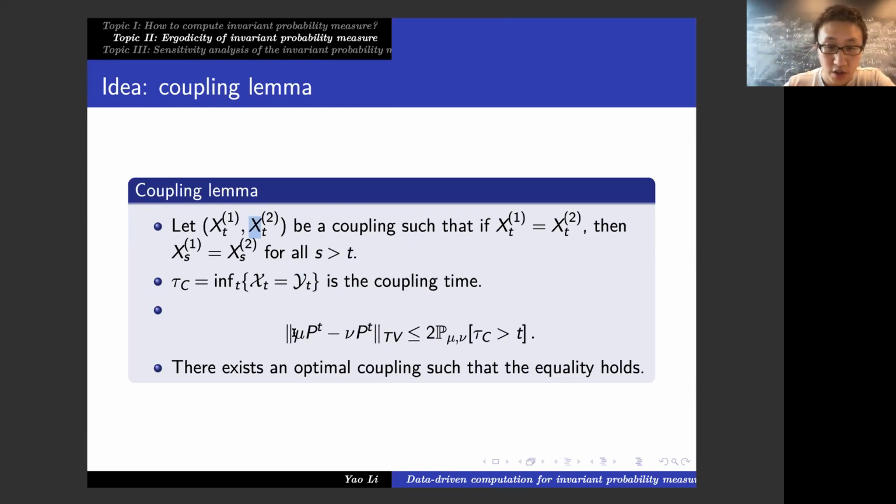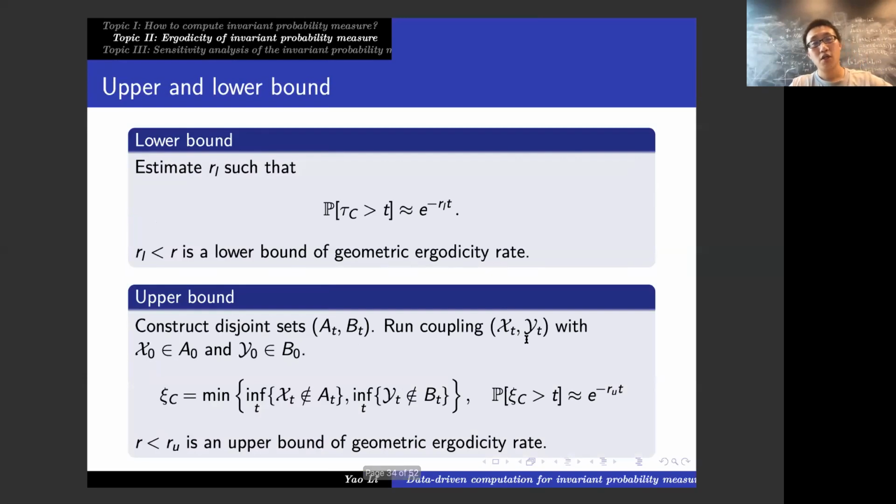And we know that the TV norm is bounded by the tail of this coupling time. That's one forward direction. And the backward direction is even better: there exists an optimal coupling such that this equality holds. You cannot construct this optimal coupling if you do not know the future, but it exists. We know the existence. So let's do the following: we just run this coupling numerically, and we wait until they couple. So the coupling inequality tells you that there is a lower bound.